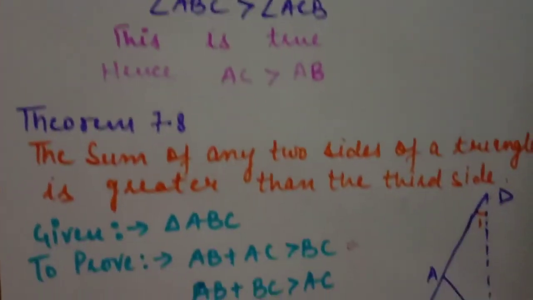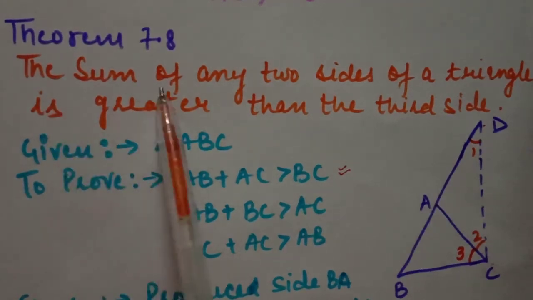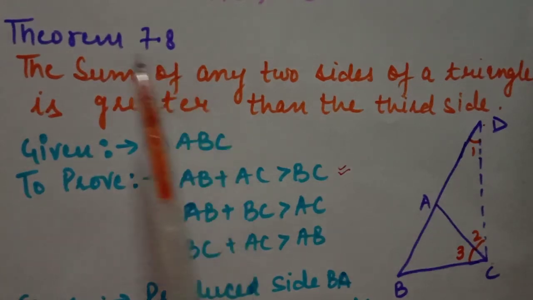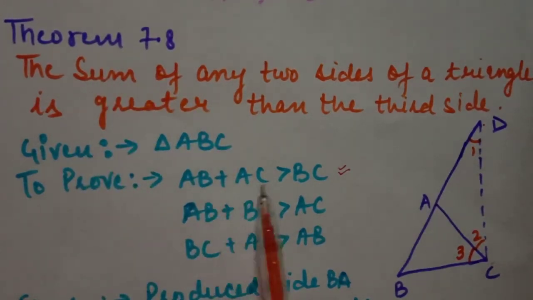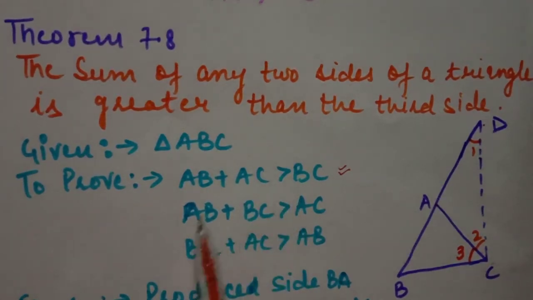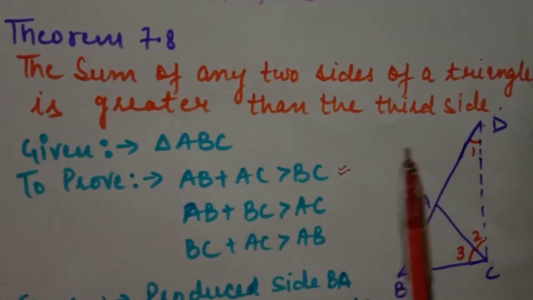Now theorem 7.8. Theorem 7.8 is also a very easy theorem. You know this relation from your previous classes also. Sum of any two sides of a triangle is greater than the third side. It means we have to prove that the sum of any two sides of a triangle is greater than the third side. So three possibilities are possible: AB plus AC is greater than BC, AB plus BC is greater than AC, or BC plus AC is greater than AB. It means the sum of two sides of a triangle is greater than the third side.